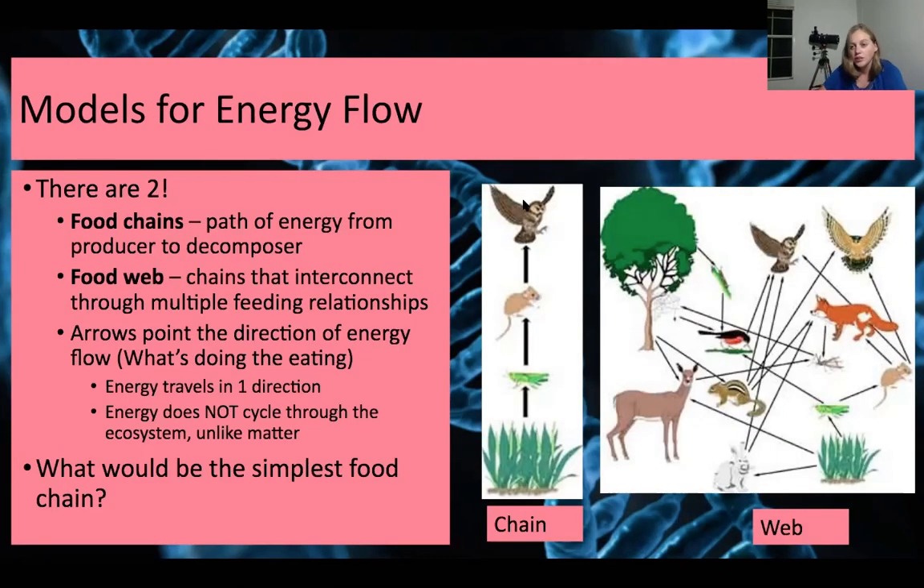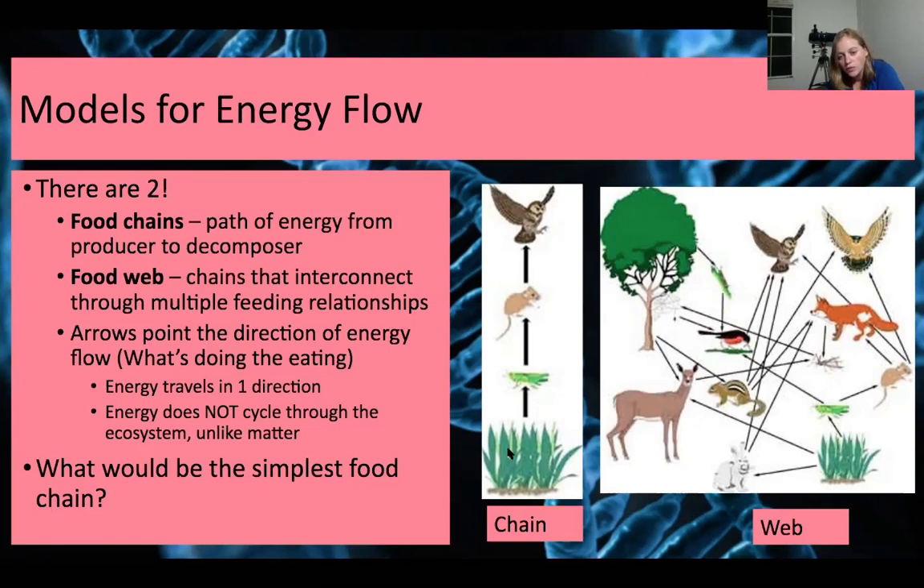So scientists like to use models to show how energy flows through ecosystems. And there's two models that you'll typically see: food chains and food webs. So take a look at these for just a second, and what do you notice about them? Hopefully you see that there are some organisms pictured, and there are some arrows. And which way do the arrows point? To what is doing the eating or what is being eaten? Hopefully you notice they point to what is doing the eating. In other words, the arrows point to the direction of energy flow.